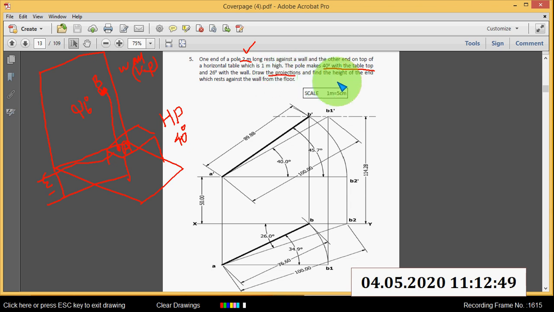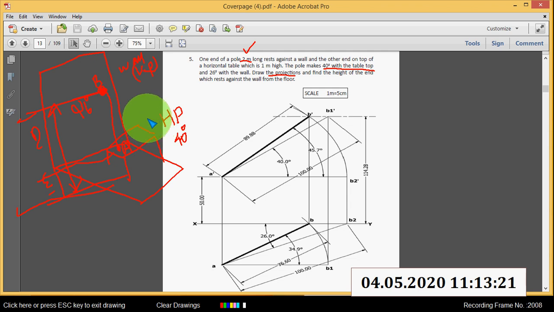Projection means draw the front view and top view and find the height of the end which rests against the wall from the floor. This is the end which rests against the wall. So B is the end which rests against the wall. Our aim is to find what is the distance of B from the floor.